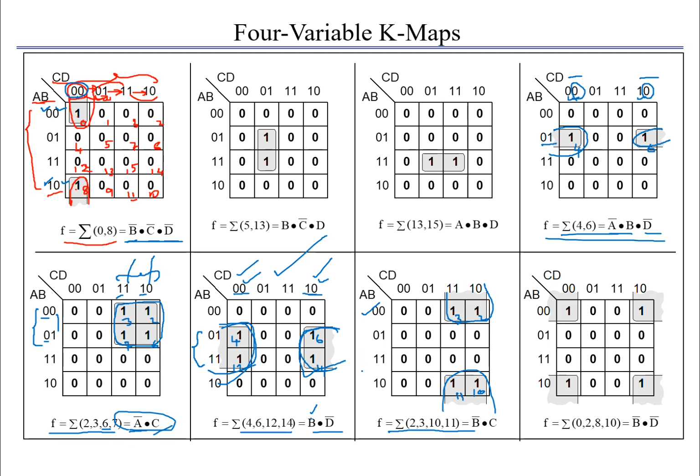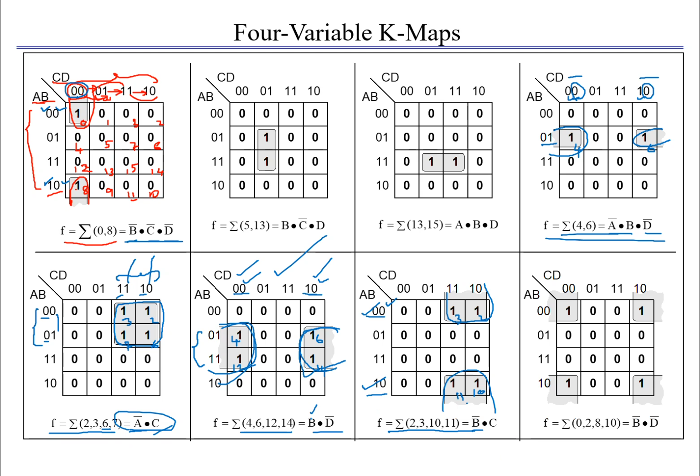If you see what the common terms are here, as we are combining these 2 ones and these 2 ones, we need to consider A and B, these 2 values. If you see the common terms, B bar is common. A is varying between 0 and 1, hence B is common and this B is equal to 0, hence we are writing it as B bar.